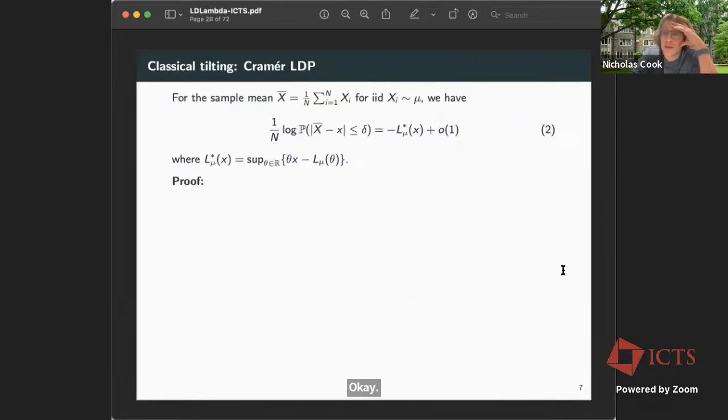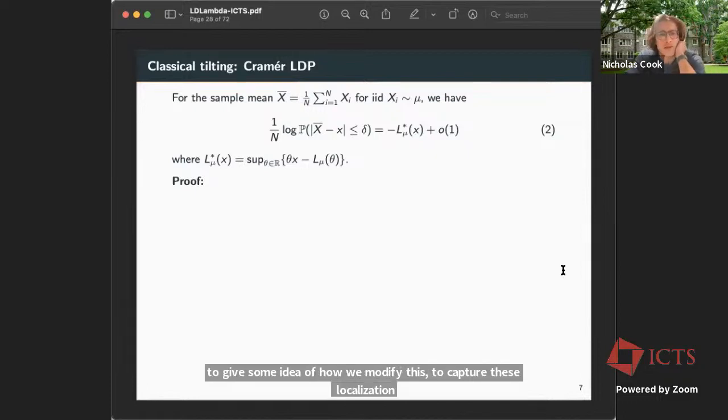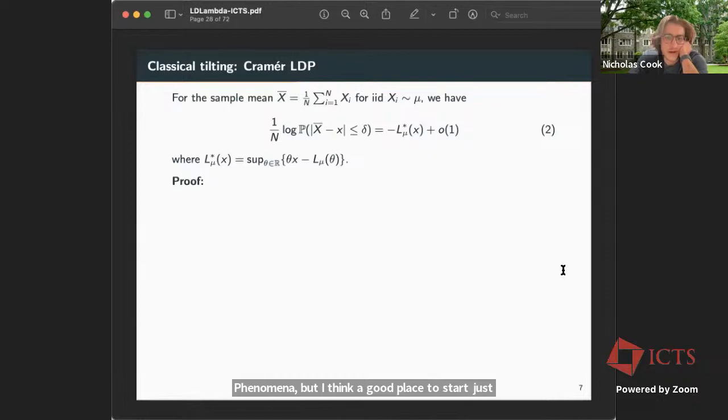All right. So now I want to talk about this tilting strategy, to describe this strategy of tilting by spherical integrals, and to convey some idea of how we modify this to capture these localization phenomena. But I think a good place to start, just for comparison, is to go back to the classic tilting argument for the sample mean. So this is the LDP for the sample mean of Cramer, which is classical.